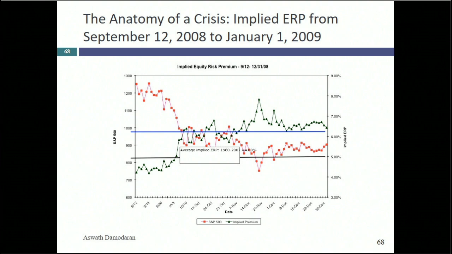So day by day, see this green line? That's my implied equity risk premium by day. I started at 4.37%, close to where I was at the start of the year. There was a day in November where the equity risk premium in the US was higher than 8%.